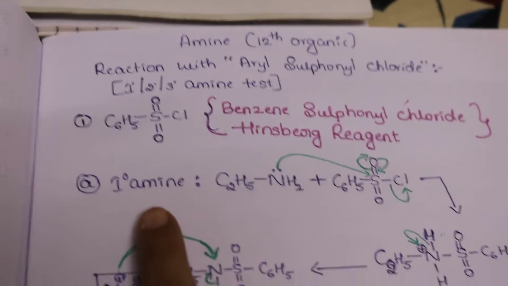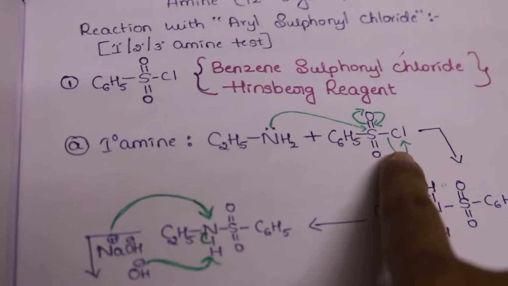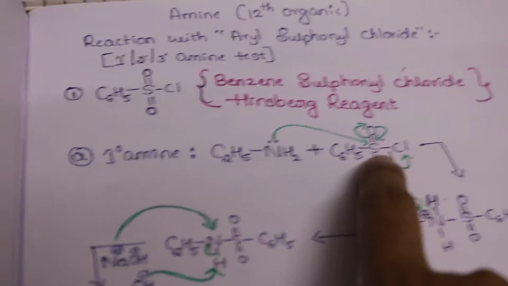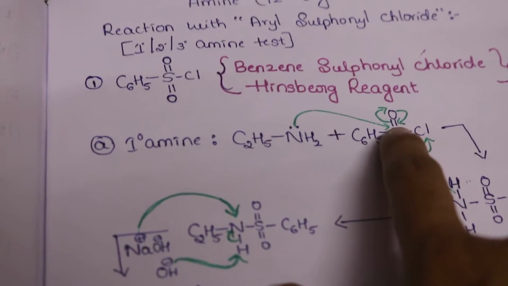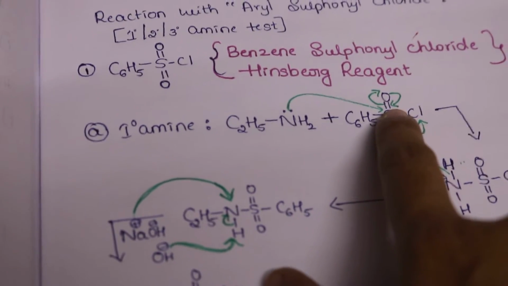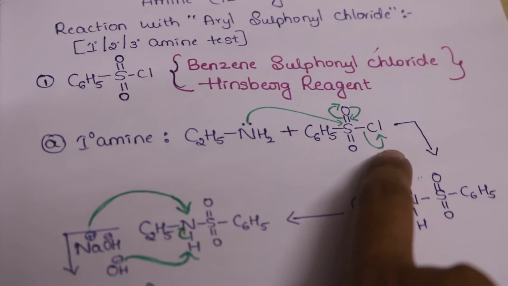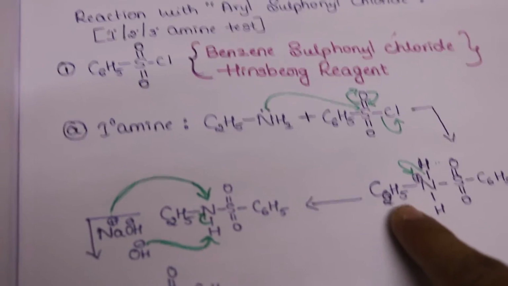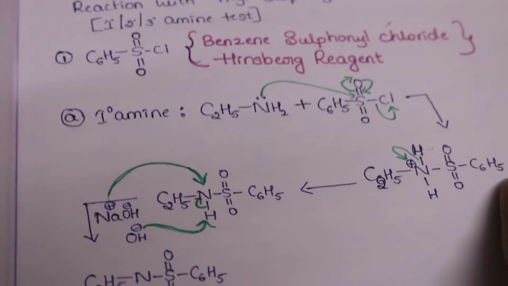So first one is with the primary amine. We have to take the primary amine when it is treated with this benzene sulphonyl chloride. This nitrogen will donate lone pair of electron to this carbon and sulfur, and here oxygen acquires lone pair of electron from this pi bond. Again it donates lone pair of electron to pi bond, that is back bonding, and this chlorine group will leave the sulphonyl group. That forms C2H5 NH2 SO2 C6H5.